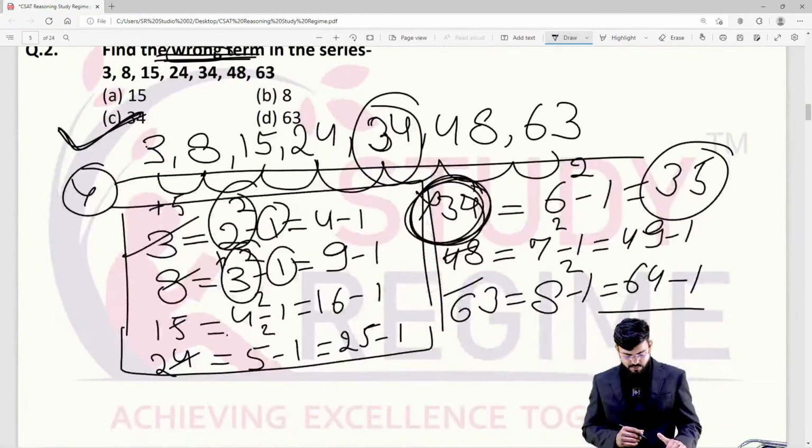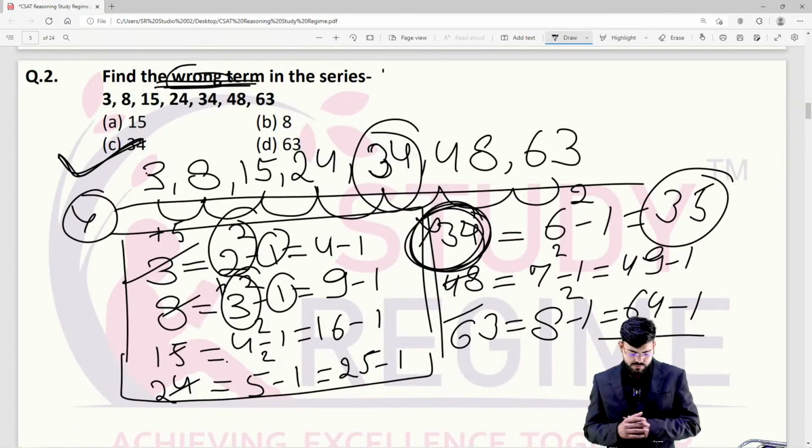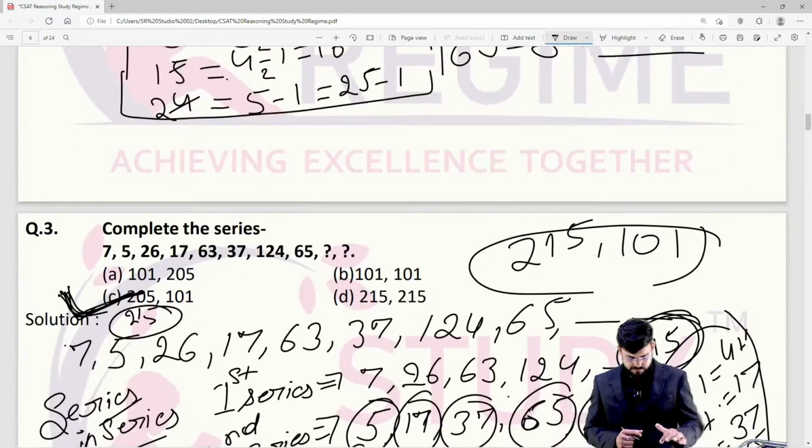Okay. The second one, you have to find the wrong term in the series. The pattern was square the number, subtract 1, square the number, subtract 1, square the number, subtract 1. Then you find that it has to be 35, but instead of 35 it was 34. So you find the wrong term.